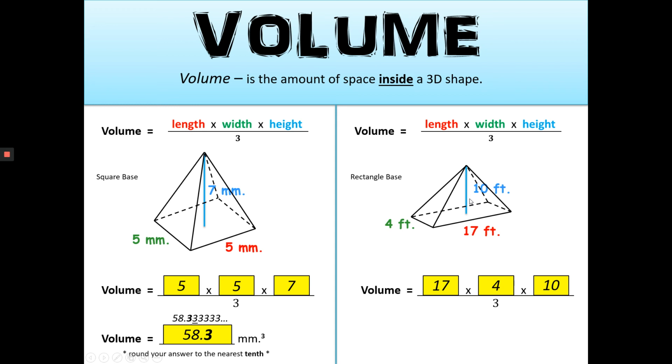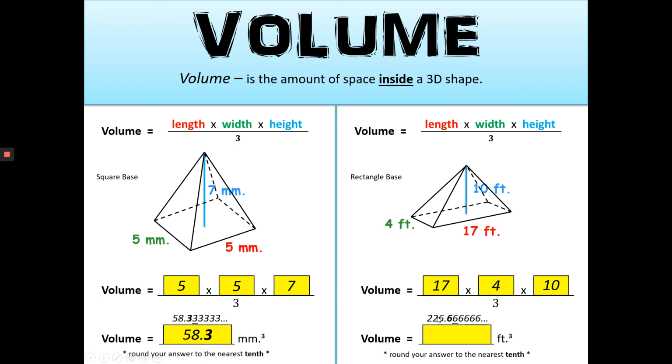But since it's a pyramid, pyramids are going to be a third of the volume of their rectangular prism counterpart. So if you multiply those three out, I believe you get 680, but you have to divide that by 3. When you do that, you're going to get 226.666666, and it just keeps on going.